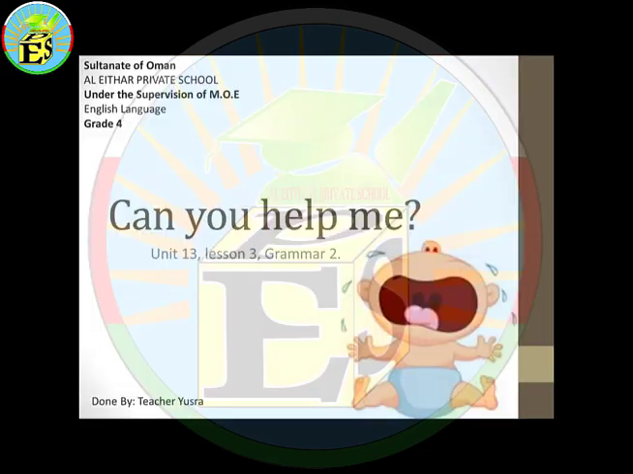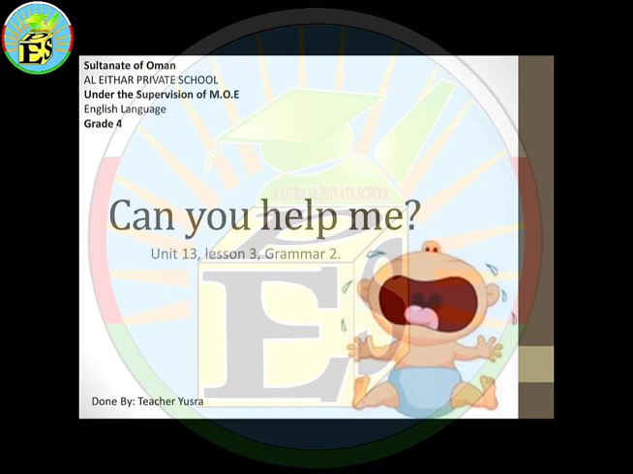We are in unit number 13. The title of this unit is Can You Help Me? And today's lesson is going to be a grammar rule. We have learned a grammar rule before about object pronouns. We talked about the object pronouns and the subject pronouns. In today's lesson, we're going to talk about another type of pronouns, and we call these pronouns relative pronouns.